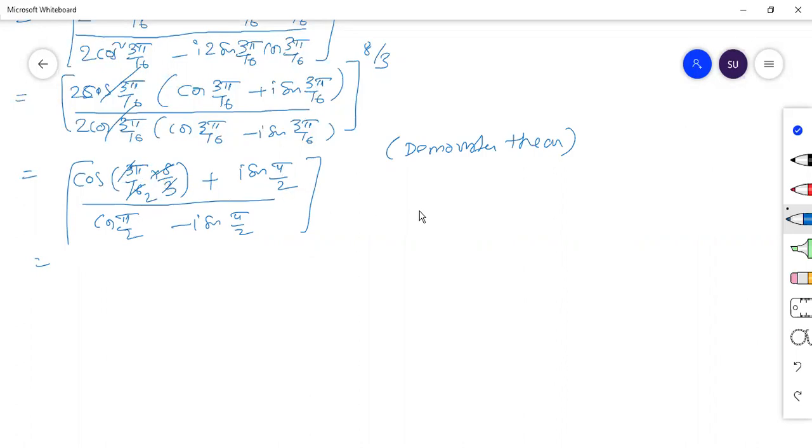So cos π/2 value is how much? Cos 90 is 0, sin 90 is 1, so this is 0 plus i into 1, divided by 0 minus i into 1, which is equal to i by minus i, which is equal to minus 1. So this is the answer.